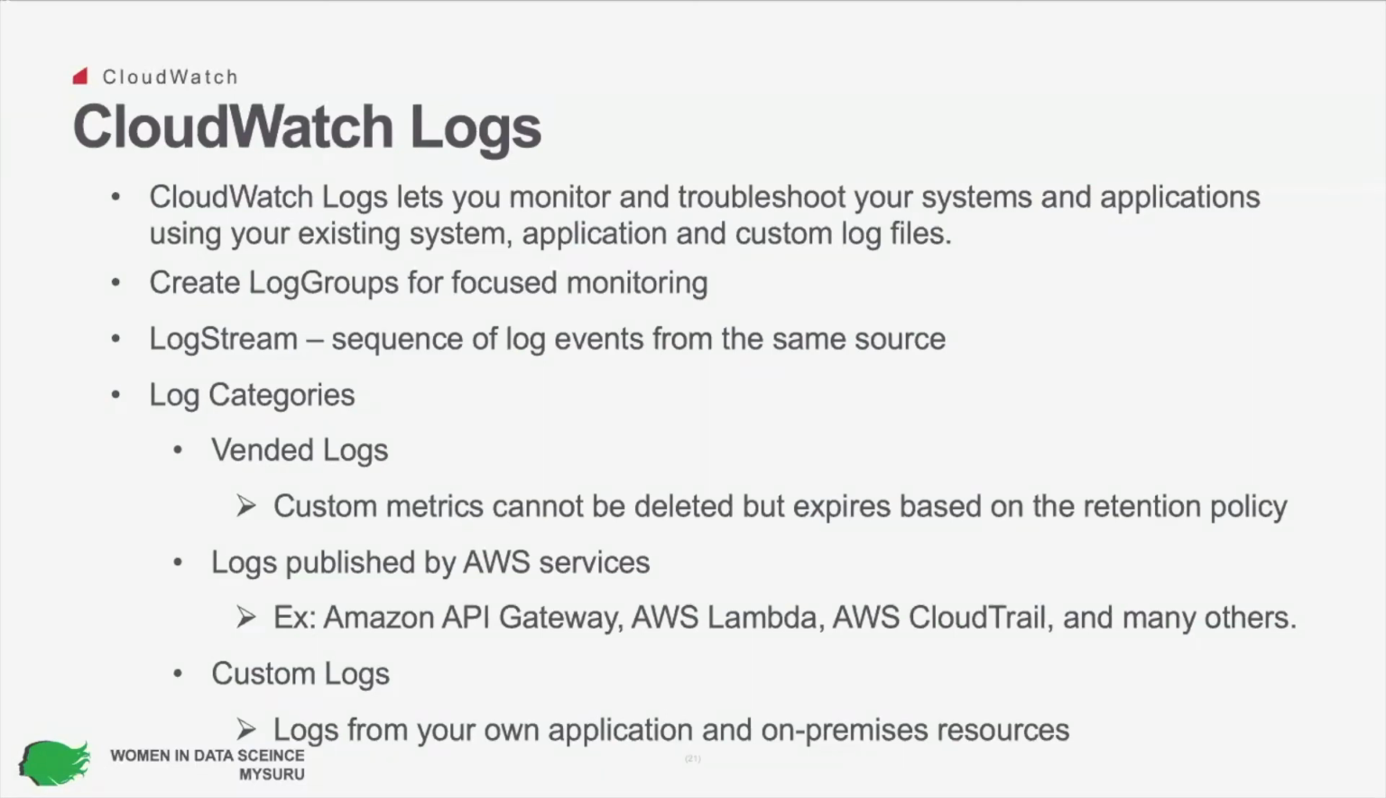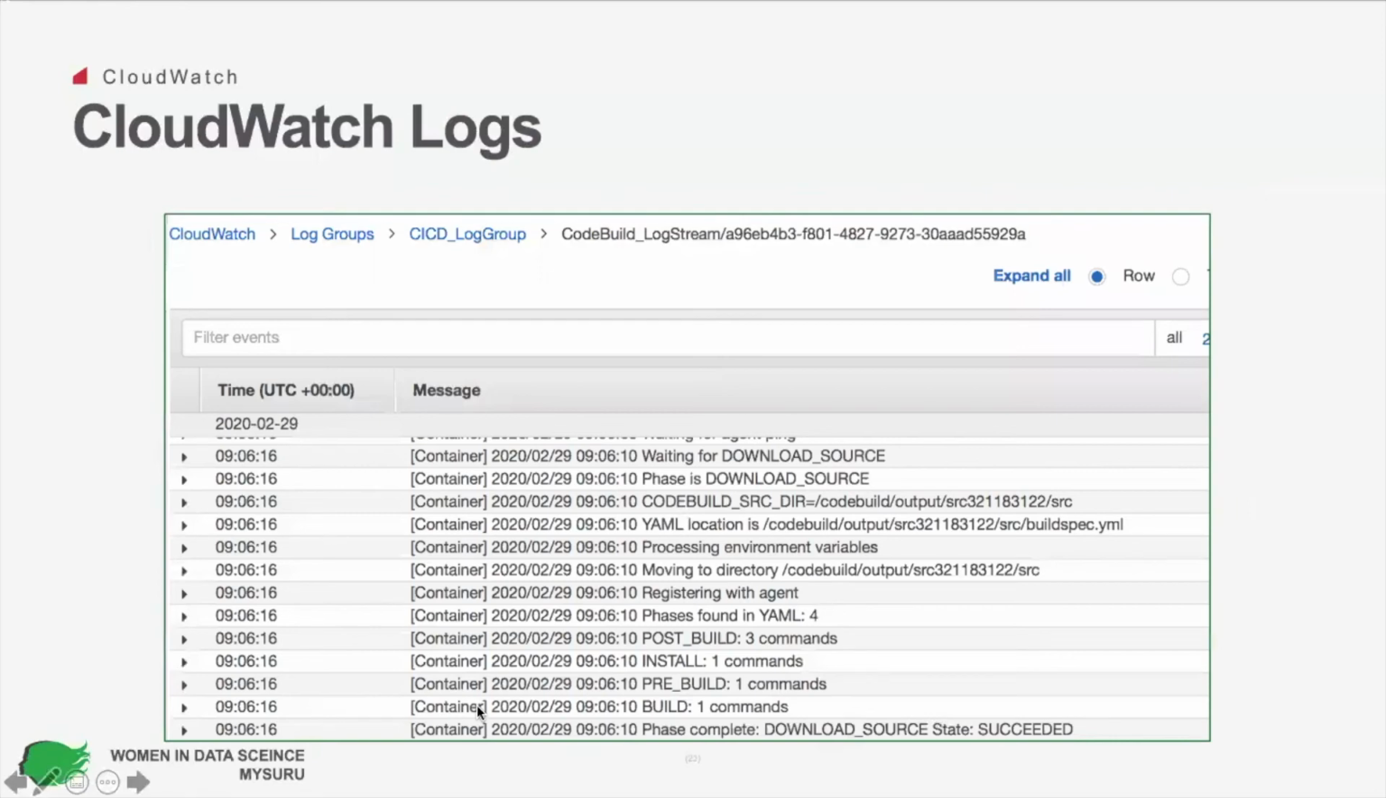And the logs published by AWS services could be from your EC2 instance, AWS Lambda functions, AWS CloudTrail, or any of the AWS services. And custom logs are the logs from your own application and on-premise resources. Here is a screen print of a CI/CD pipeline's logs that are stored. I have consolidated my build and deployment logs under a log group named CI/CD log group, and the stream is CodeBuild log stream. So the build log that you see is for the build.